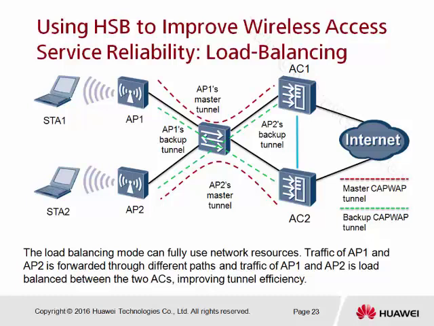And you don't need to worry if either one of the ACs fails, because when AC1 fails, AP1 will use the backup tunnel as the active tunnel and connect to AC2. The same thing happens to AP2. Only when AC2 has already failed, so that they can't get any response from AC2, AP2 will form the master tunnel with AC1.